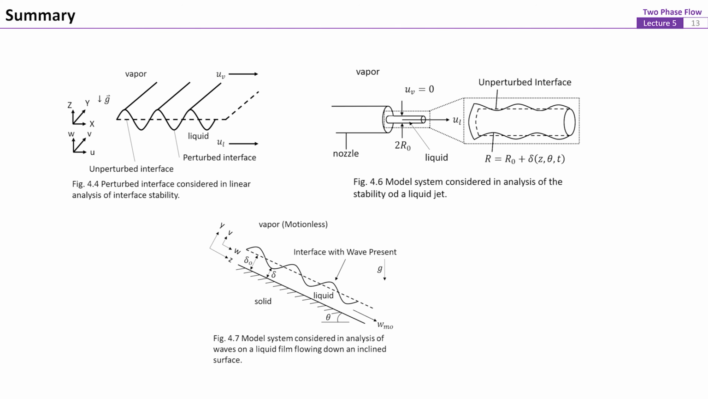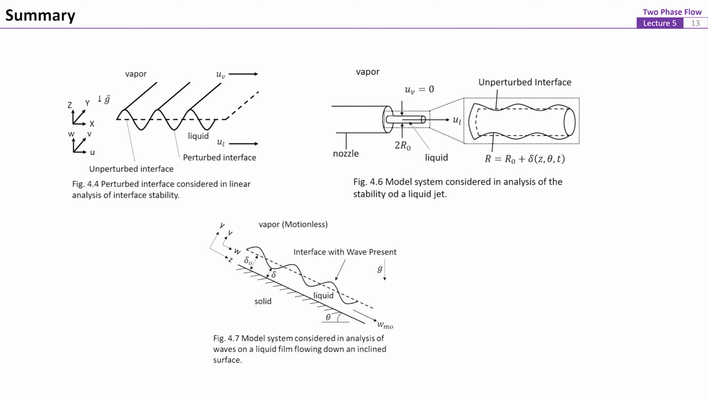In this lecture, the concept and a linear theory approach for analyzing the interfacial stabilities on liquid-to-vapor interfaces are introduced. There are two types of interfacial instabilities. The Kelvin-Helmholtz instability happens when there is a velocity difference between the liquid and the vapor above it flowing in parallel. The Rayleigh-Taylor instability happens when the liquid sits on top of vapor.